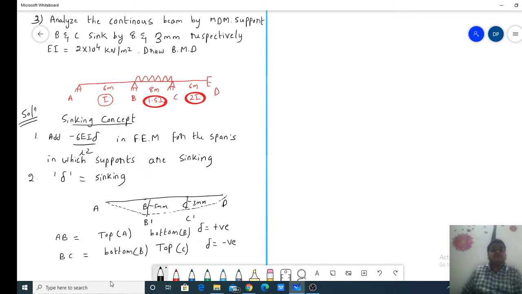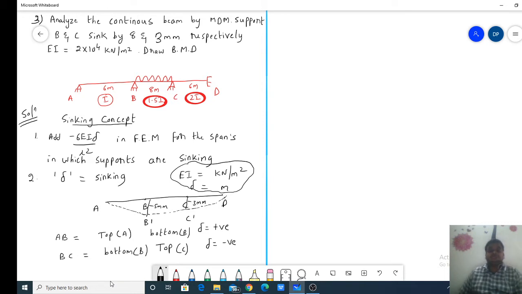This is in the fixed end moment. So wherever fixed end moments are there, you need to add minus 6 EI delta upon L square. This is the concept you need to remember. How to take delta positive or negative depends upon the nature of the support, in the sense of which is to the top and which is to the bottom. One more important thing is that EI should always be in kilonewton per meter square, and whenever you are putting delta it should be in meter, only then will all this apply. So you need to take this care whenever you are solving the problem.